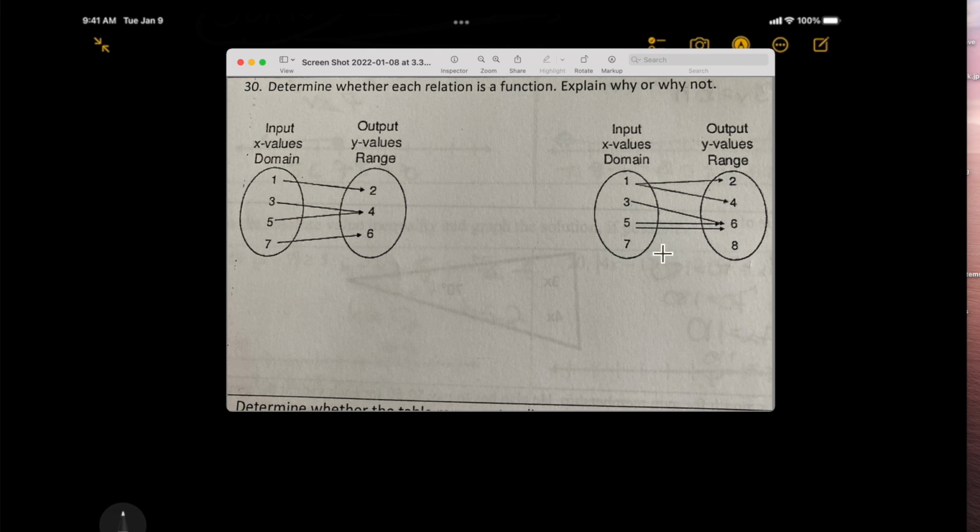This is a function. Look at this example. This is 1 person liking 2 different ice creams. It's 1 input with 2 outputs. This is not a function.